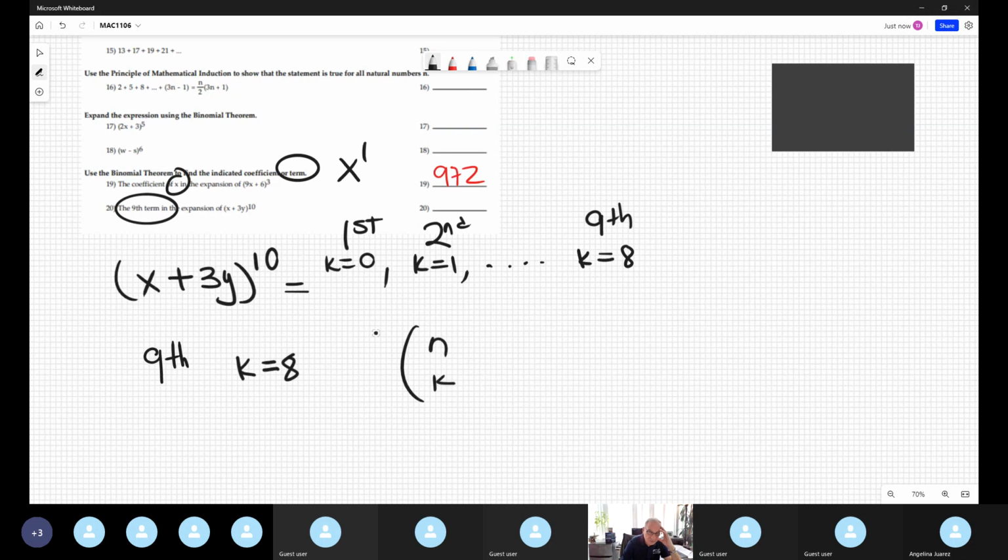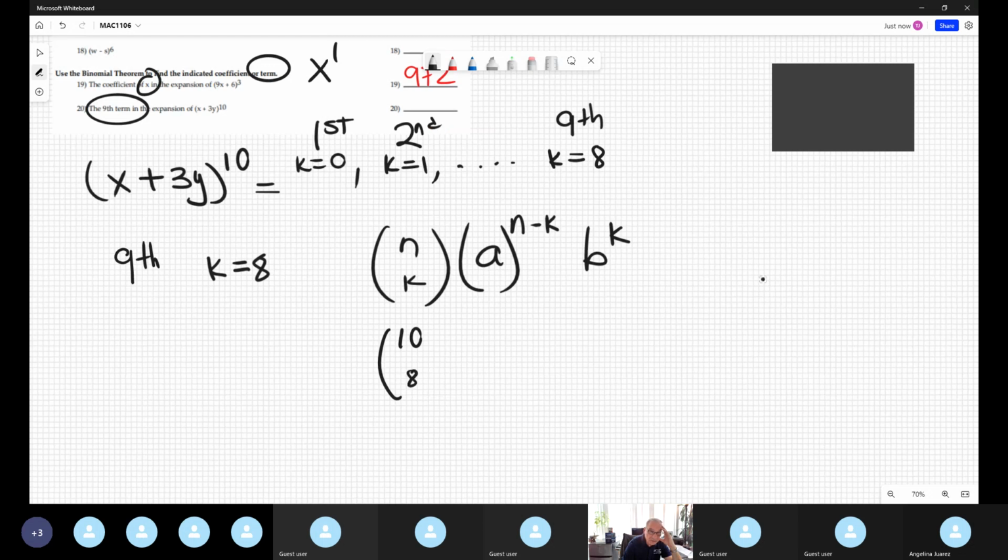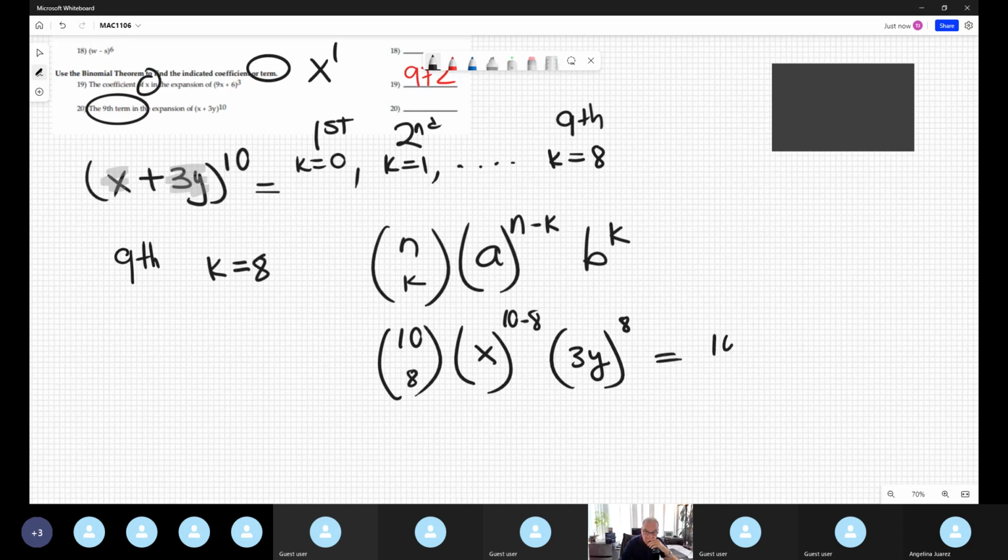Remember, the formula is the combinatory number n, k, times a raised to n minus k, times b to the k. So basically it's the combinatory number 10, 8, and a in our example is just x. k is 8, but b is 3y. So a is x raised to 10 minus 8, which is 2, and b is 3y raised to the 8. Okay, now the rest is calculated. Let me try to do a little bit: the combinatory number 10, 8, times x squared, times 3 to the 8 power, y to the 8 power.